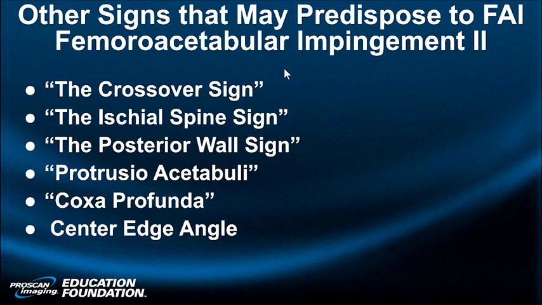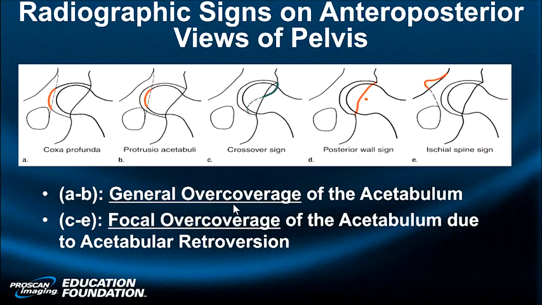FAI2, or pincer-type impingement. There's a whole bunch of signs described with pincer-type impingement. I've got them listed for you here. Let's have a look. One is coxa profunda, where the acetabular wall protrudes medial to the ilioischial line. Protrusio acetabuli, where the actual head protrudes medial to the ilioischial line.